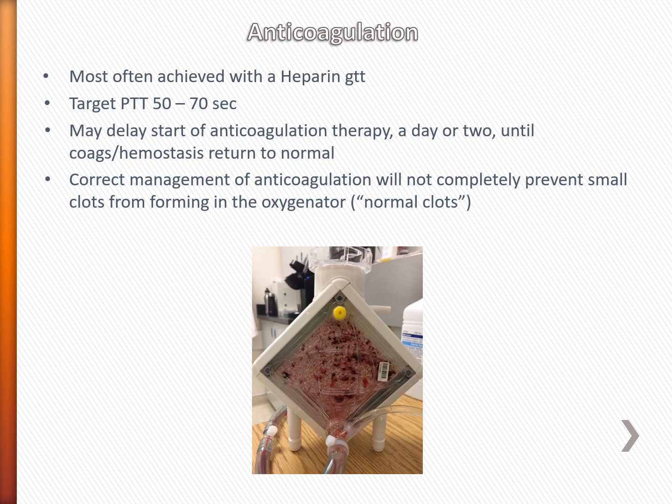So even if the patient is properly anticoagulated, it is not unusual to still find small clots, especially on the pre-membrane side of the oxygenator or the venous side of the oxygenator. That's not unusual. Again, fibrin strands will be found as well, and that won't be unusual.